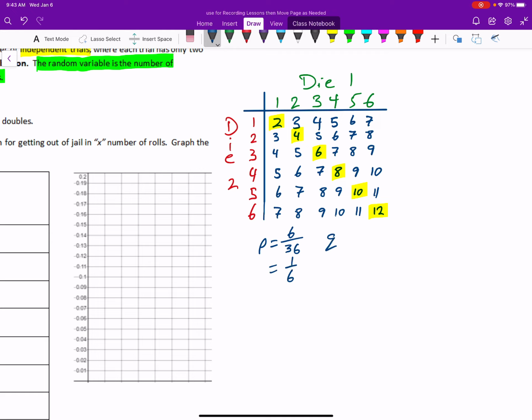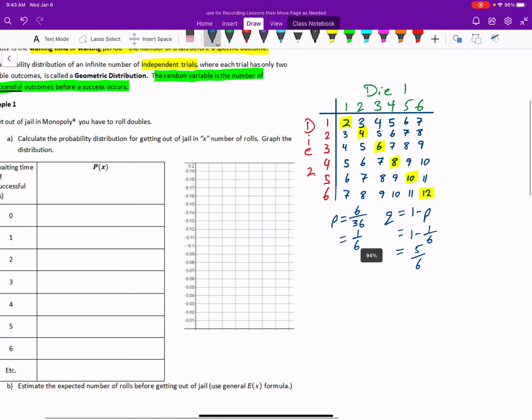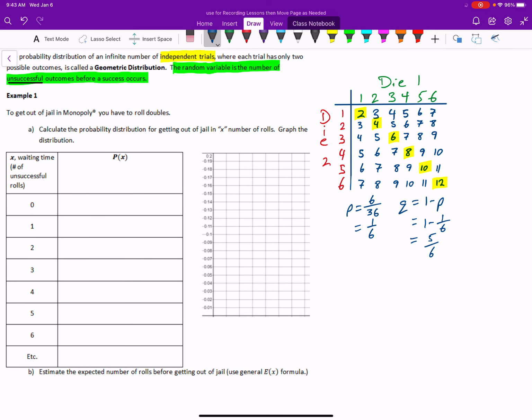And if we think of Q as failure, then it's 30 over 36, or 1 minus P. Let's write it that way, actually. 1 minus P, because they have to add up to 100%. So 1 minus 1/6, which equals 5/6. Okay, so what's the probability of rolling doubles on our very first try? So one trial, the probability is going to be 1/6.